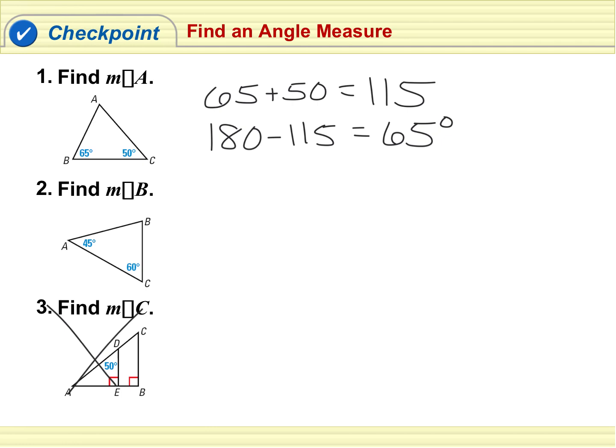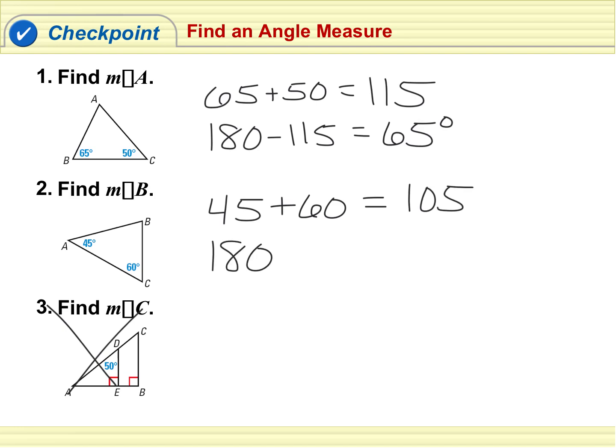All right. Measure of angle B on number 2. How do I do that one? Same thing, 45 plus 60. So add the two angles that you know, and you get 105. Now, all angles in a triangle add up to 180, so take 180 minus the answer that you got to get 75 degrees.